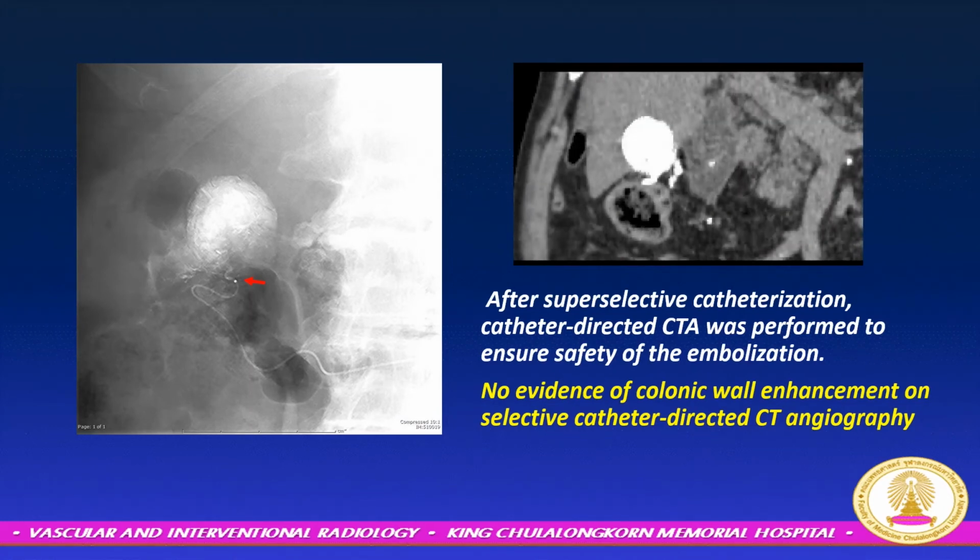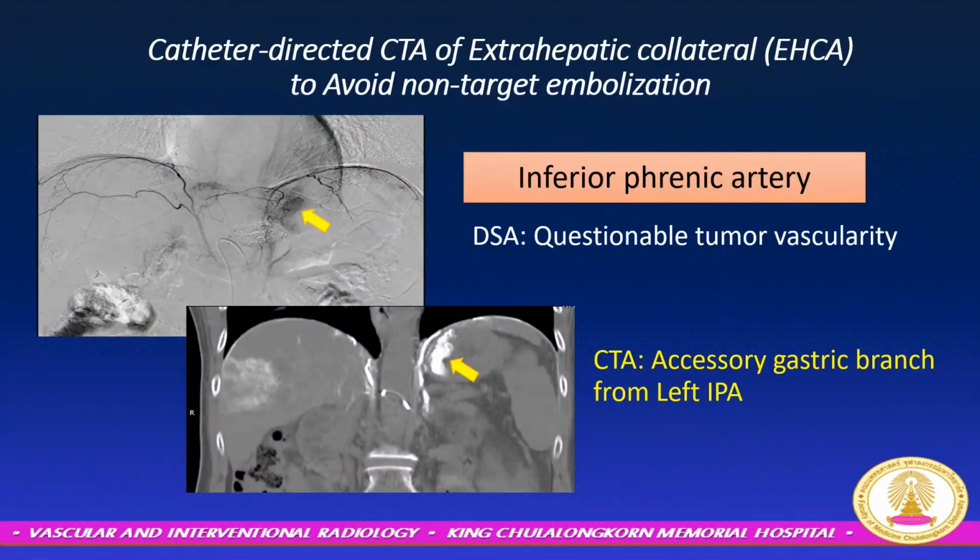Catheter-directed CT angiography can help you differentiate abnormal tumor enhancement from normal organ enhancement. On left inferior phrenic angiography, the staining you see is not tumor staining, but actually a gastric wall enhancement from accessory left gastric branches.